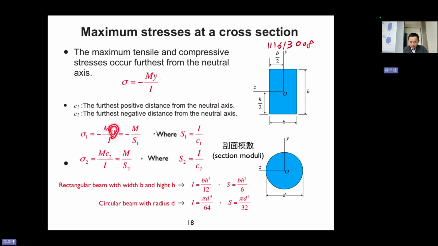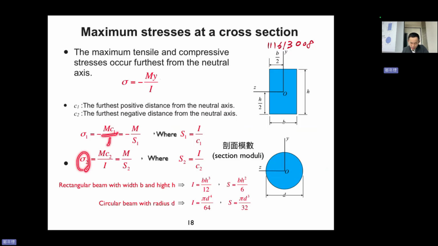So C1 means the top Y. C2 means the bottom Y. C1 就是正的最大值，C2 就是负的最大值，就对了啊，简单。Okay? So your sigma 1 equals minus MC1 divided by I.